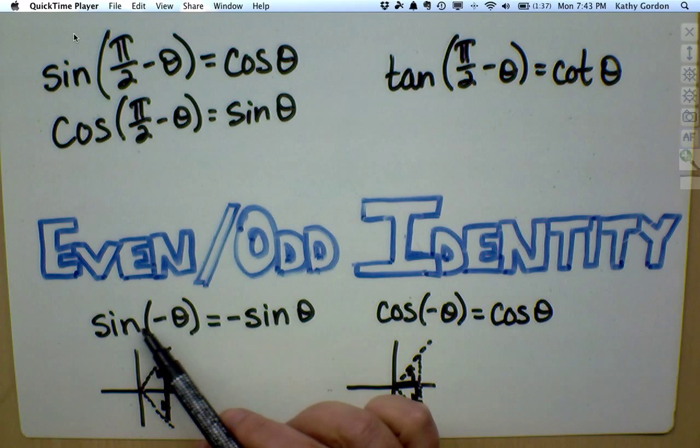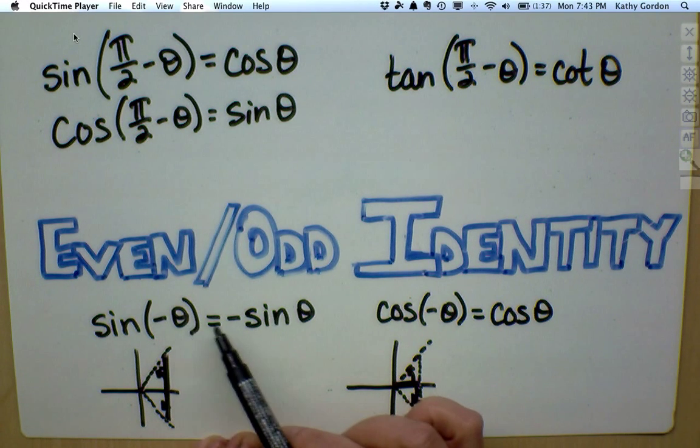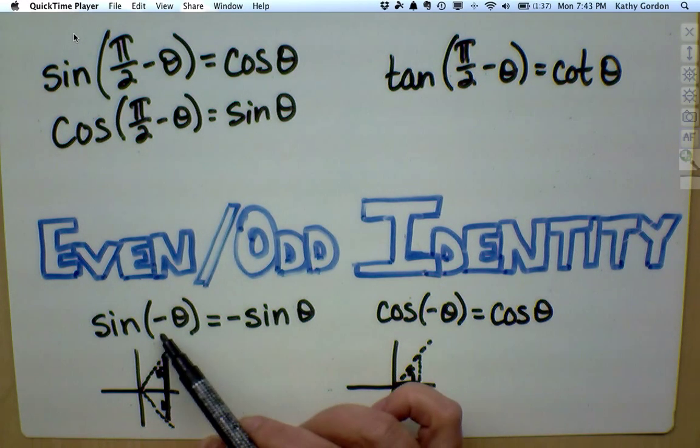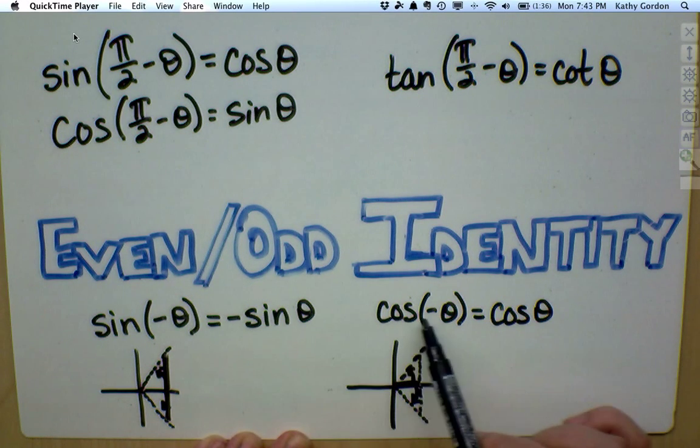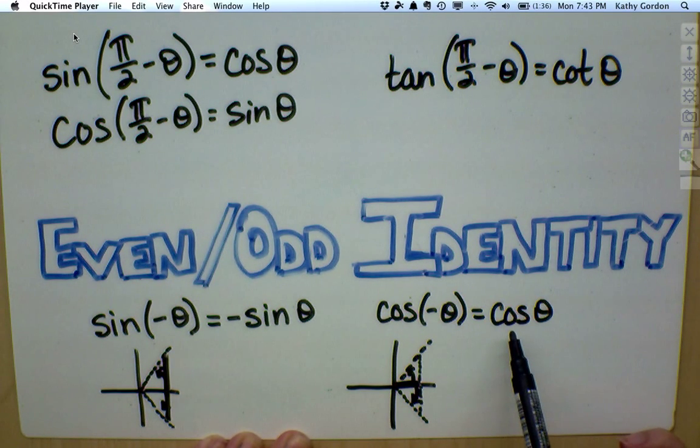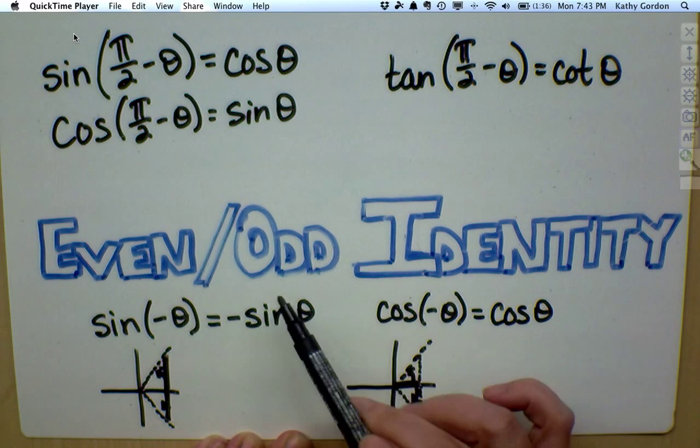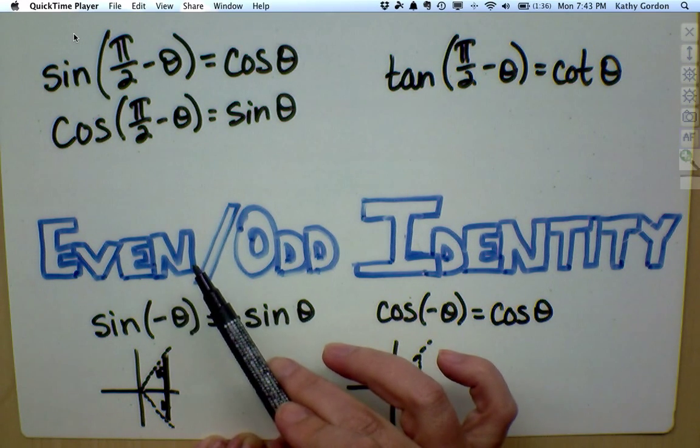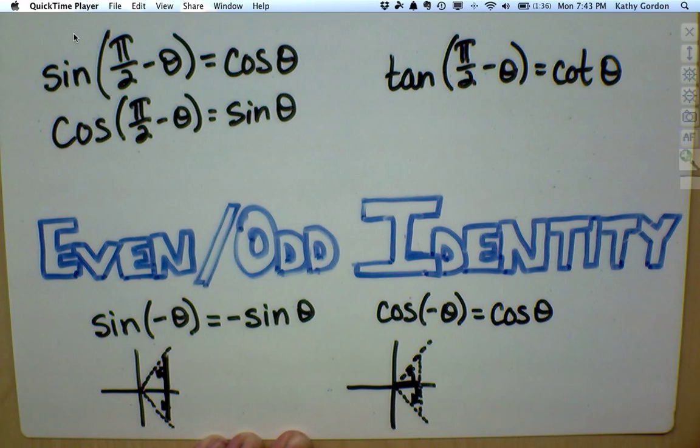This is what's called an odd function. The sine is an odd function because of the way this works. This is what's called an even function because of the way the cosine works. And that's where the name for our identity comes from, the even-odd identity.